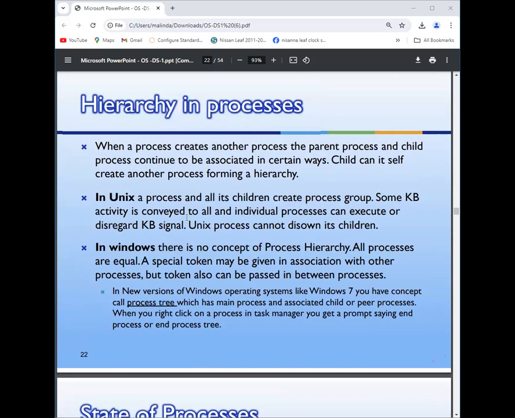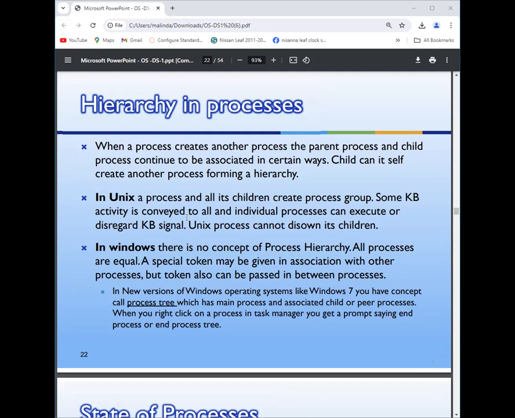So the hierarchy in the process means that when a process creates another process, the first process can be a parent, and the second process created can be a child. So this will create a hierarchy. There is one process which creates several sub-processes. The first process is sort of a parent, and the other processes are sort of children. So it can be a parent-child hierarchy in a system. In Unix, this process and its children create a process group.